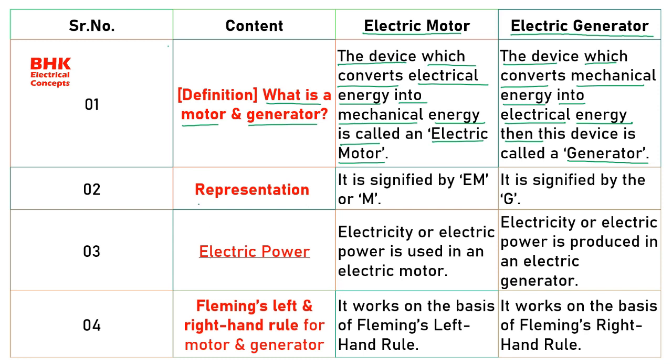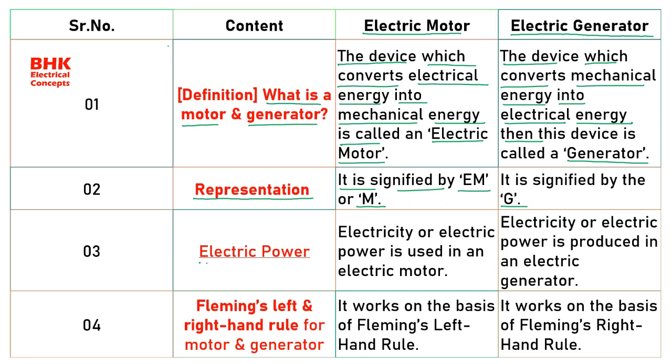Now coming to the second one, that is the representation. How are we going to represent them? Here the motor is represented by EM, or we can also call it M. M stands for motor and G stands for generator.